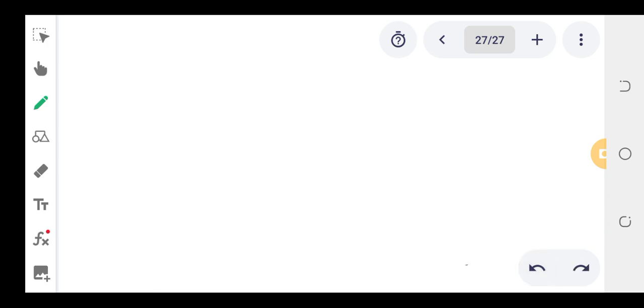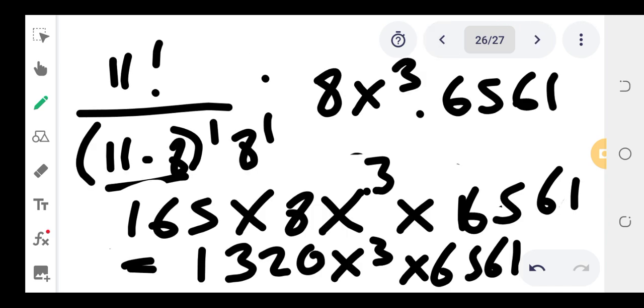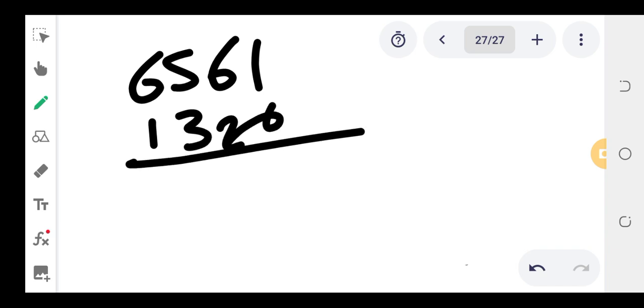Okay, it is 65 there. It is supposed to be 16. I mean 65, 61, times 1320. So we can reduce that.